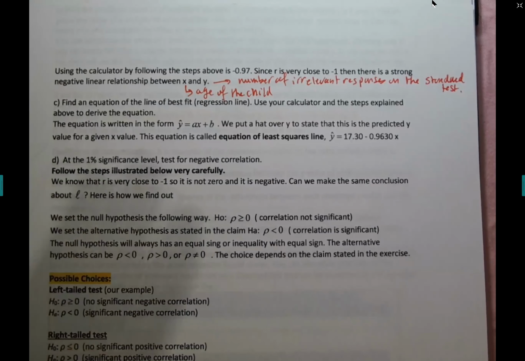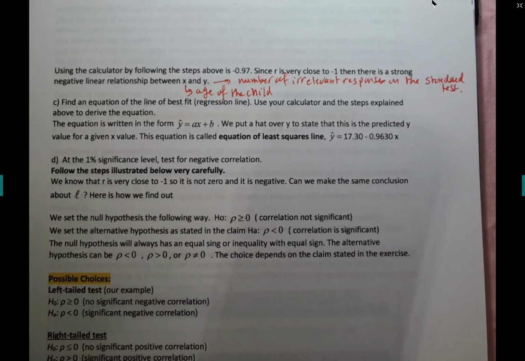So we did part A and part B. Part A was to sketch the graph. Part B is to find the value of R. Part C, you already did on the calculator. Find the equation of the line of best fit, the regression line. Use your calculator and the steps explained above to derive the equation. Well, we already have the equation, guys. It's right here. Let me just show you.